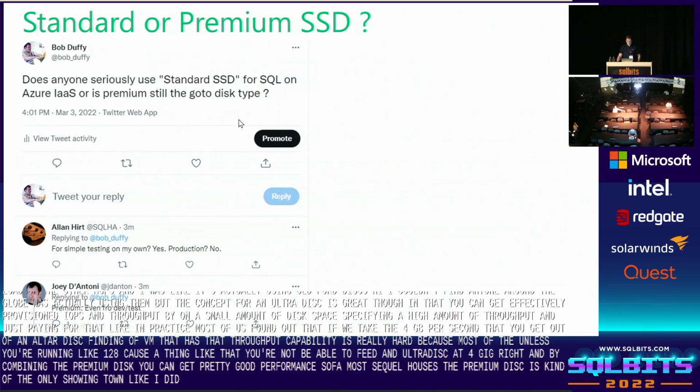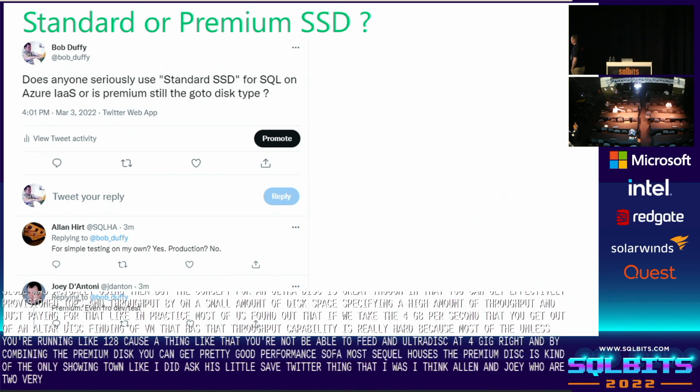I did ask, here's a little sort of Twitter thing that I think Alan and Joey, who are two very well-regarded folks in kind of SQL config, I was like, anyone actually use the standard SSD? And they were like, nope, right?